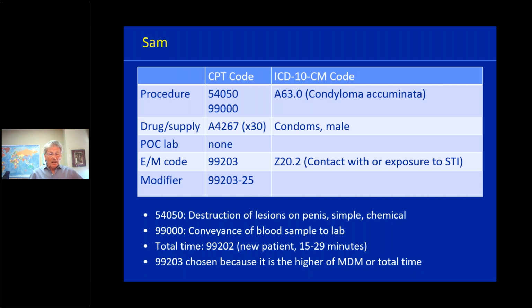And then lastly, when we bill the 99203, it has to have a 25 modifier because we did a procedure, which was treating his warts, and we did the office visit, taking all of his history and so on, the same date of service. So that's how we're going to bill for Sam. Next.